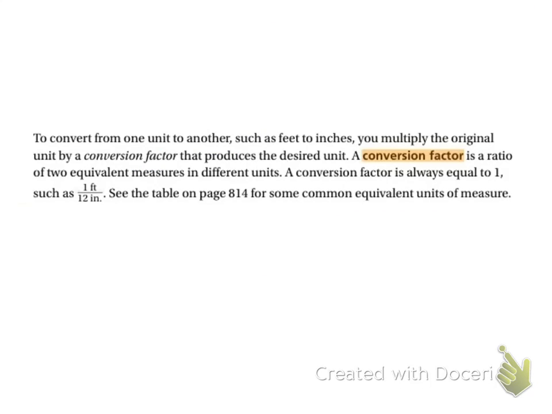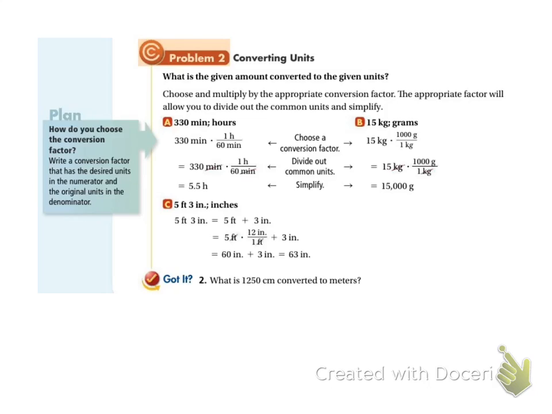Okay, a conversion factor is a ratio of 2 equivalent measures in different units. So here's one example, 1 foot over 12 inches. They're the same thing. They look different, yes, but 1 foot is equal to 12 inches. It's always equal to 1. Okay, so let's try this 330-minute example.